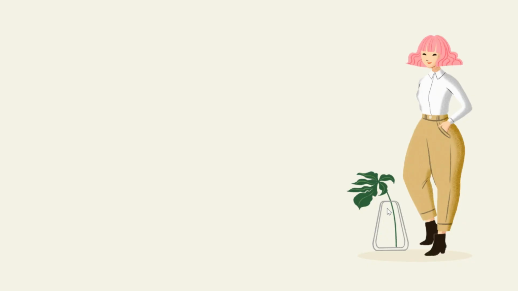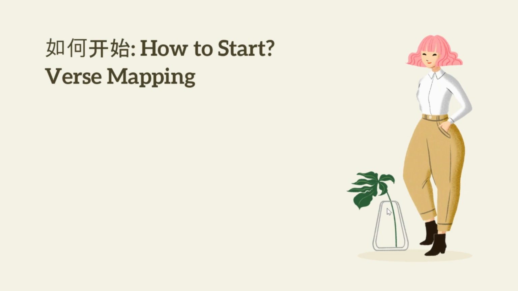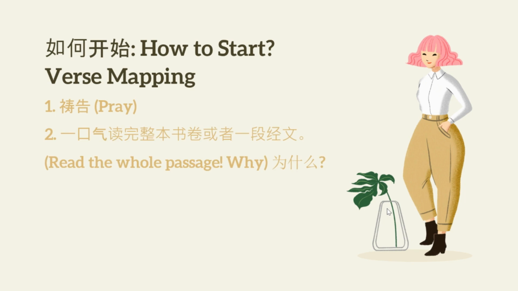All right, so how can we start? Step number 1. In this verse mapping, very important, the first thing we do is to pray. So we pray and ask God to give us the inspiration that we need. Secondly, we will then read the whole passage. Why is it necessary that we read the whole passage? Because if we read the whole passage, we'll be able to understand the flow of the passage, right? You don't want to take out one verse, even though we call it verse mapping, without a full understanding of what the whole passage is about.